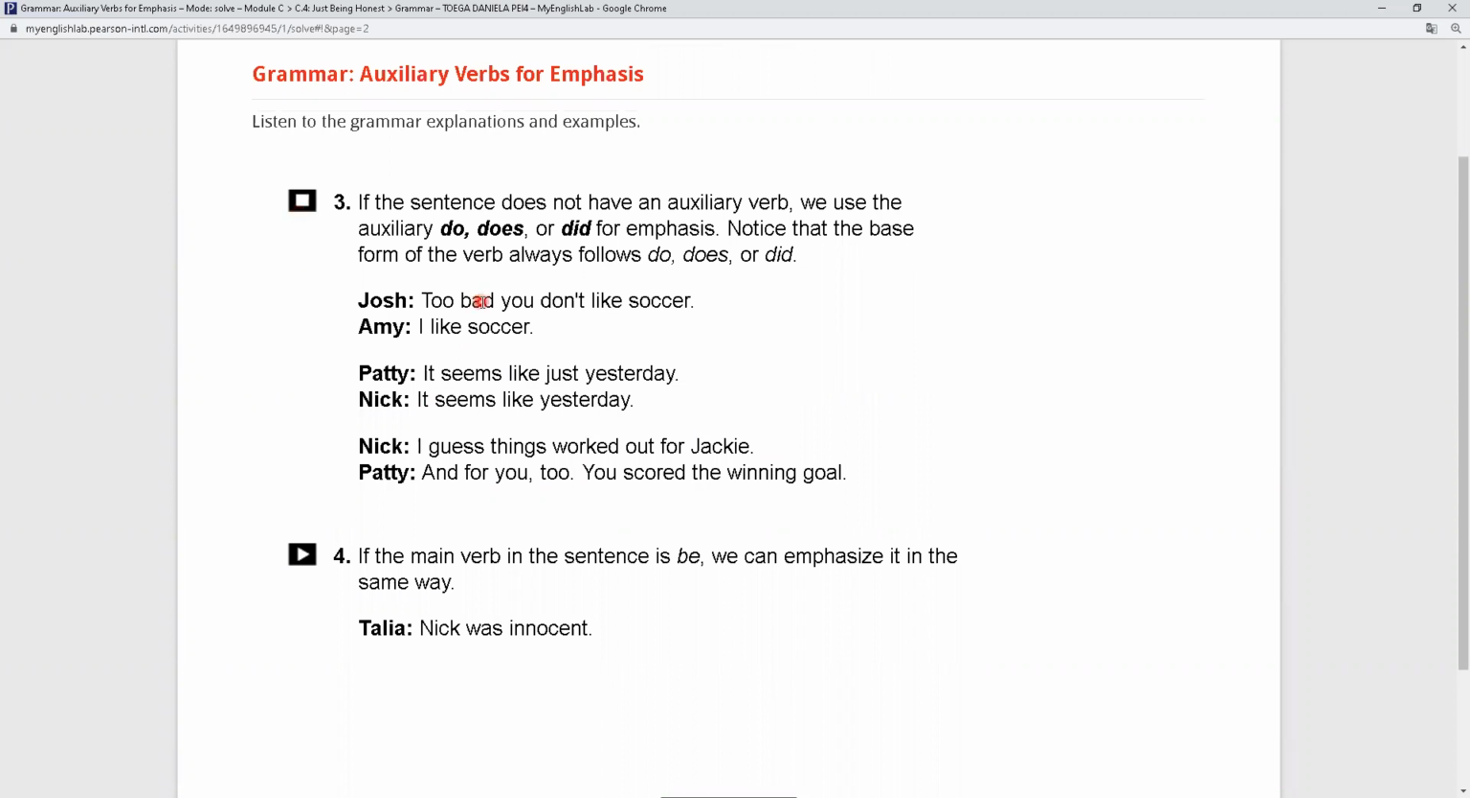If the sentence does not have an auxiliary verb, we use the auxiliary do, does, or did for emphasis. Notice that the base form of the verb always follows do, does, or did. Too bad you don't like soccer. I do like soccer. It seems like just yesterday. It does seem like yesterday.